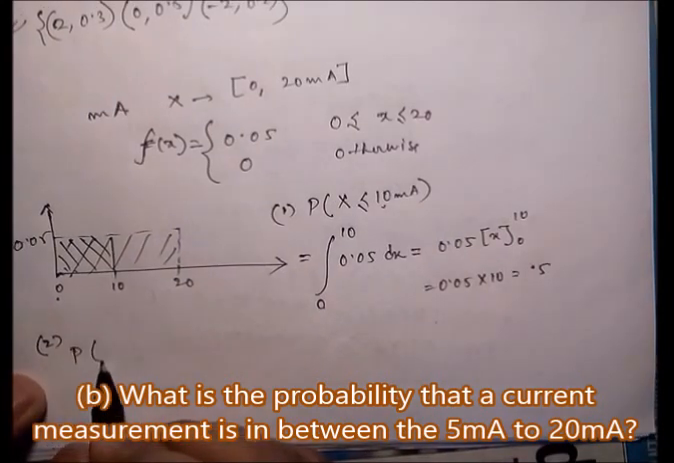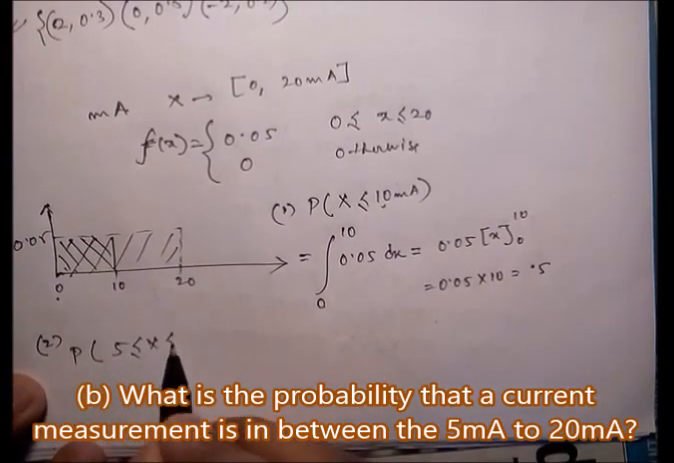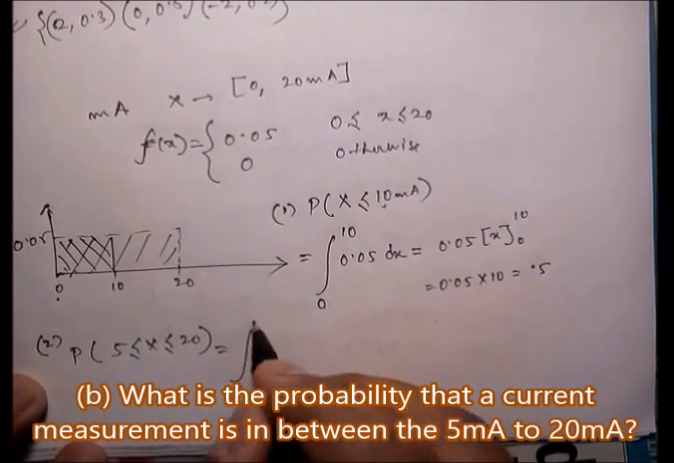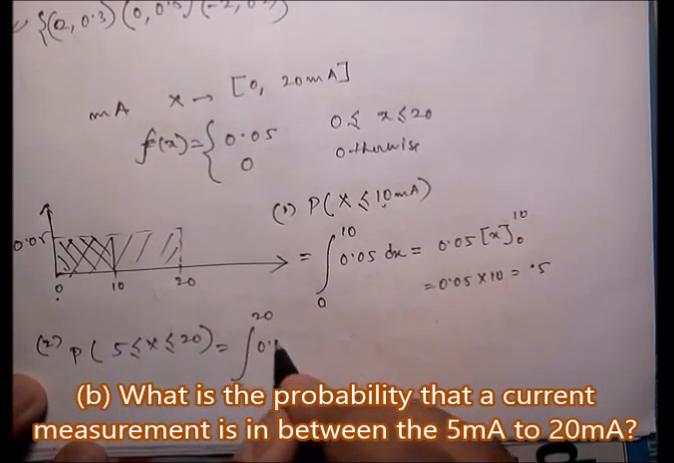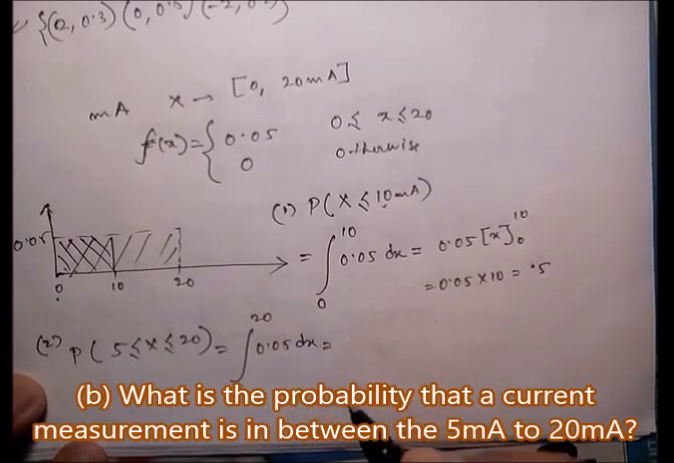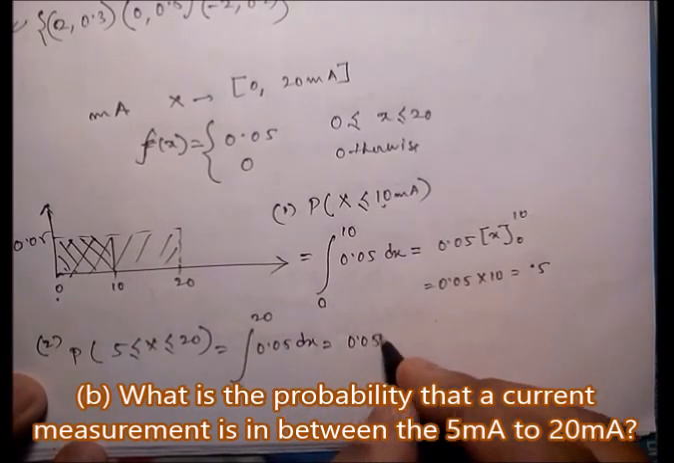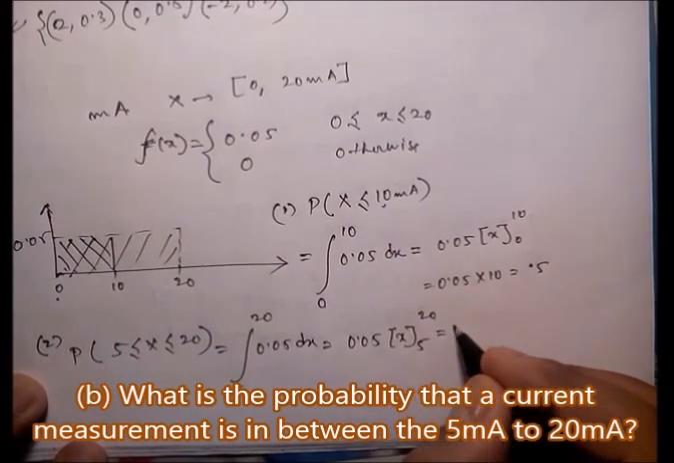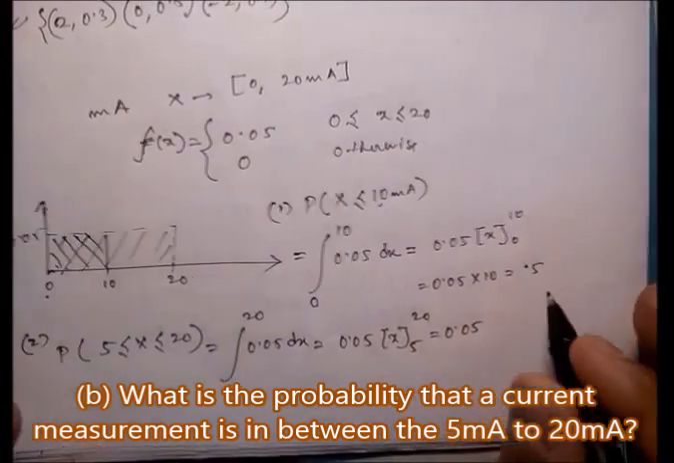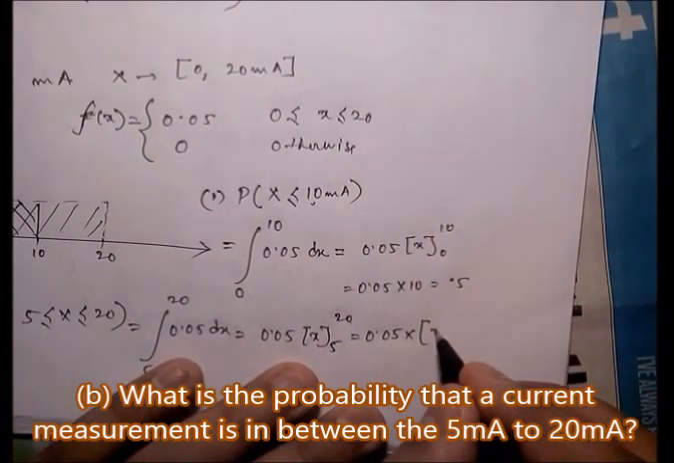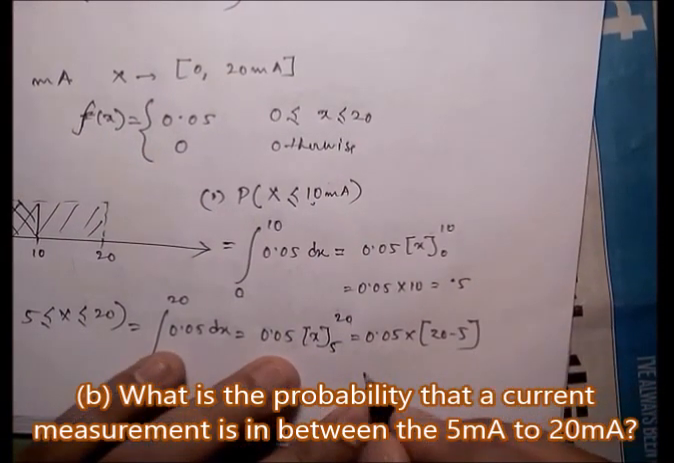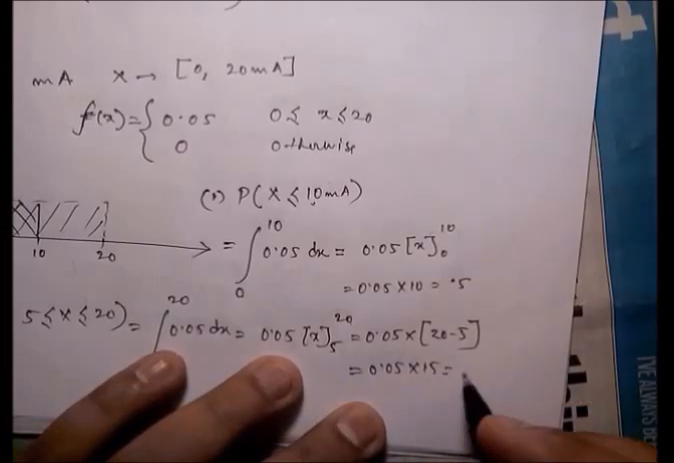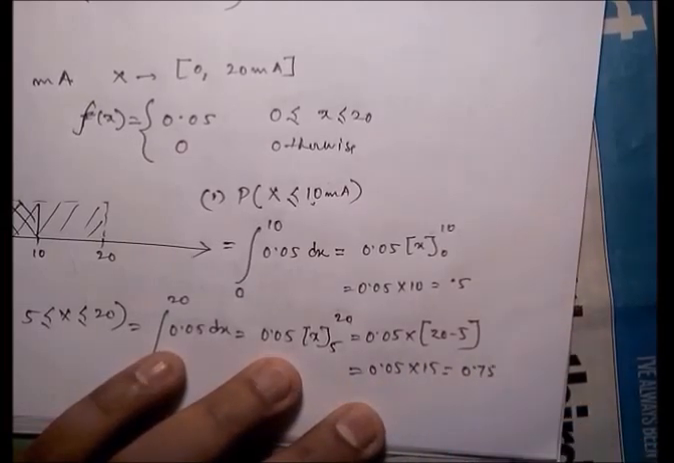Second question: what is the probability that the current measured is between 5 and 20 milliamperes? So we have to identify 5 to 20, the integral of 0.05 dx. So 0.05 x from 5 to 20, so 0.05 into (20 minus 5), by the integration formula, into 15. So 0.75 is the answer.